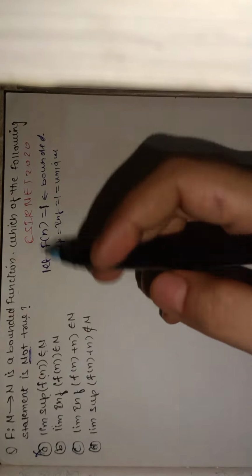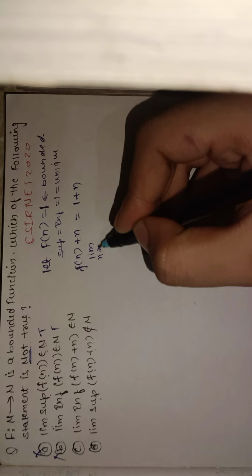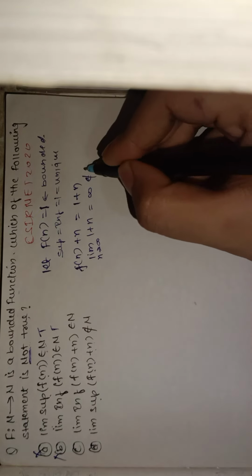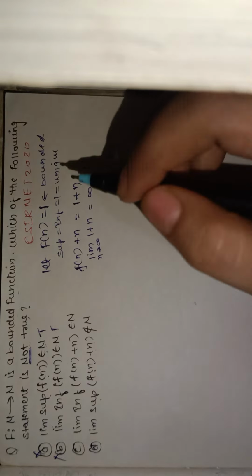Here, if we take the supremum of f(n) plus n, here the supremum of f(n) is 1, so f(n) plus n equals 1 plus n. And if we apply the limit n tends to infinity, 1 plus n equals infinity, and this does not belong to the natural numbers, so this option is incorrect, so option C is correct.